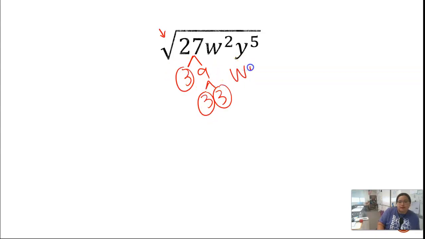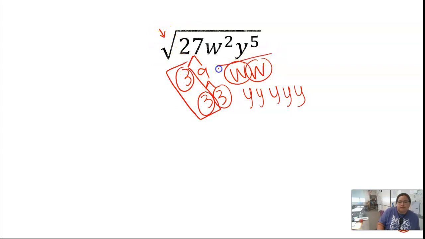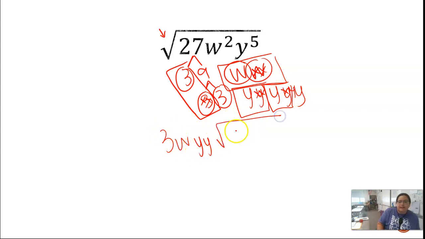Okay, W squared means we have 2 W's, and y to the 5th means we have 5 y's. Now, because there's no 3 right here, I'm doing breakout buddies of 2. So I'm putting everything in pairs that can be in pairs. We don't want any snitches, so only one makes it out alive. So I have on the outside of our prison, 3 escaped, W escaped, and 2 Y's made it out. Inside our prison, we have a 3 left and a Y left.